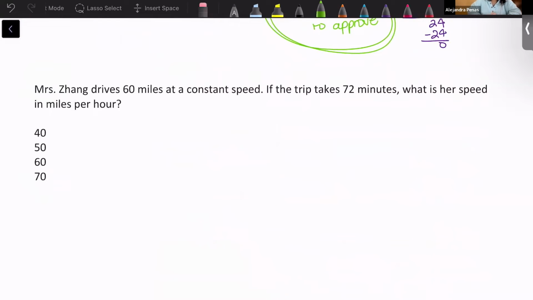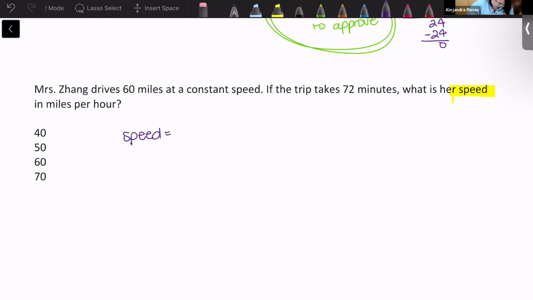All right, Mrs. Shang, I believe that's pronounced Shang. Mrs. Shang drives 60 miles at a constant speed. If the trip takes 72 minutes, what is her speed in miles per hour? So what are we calculating here? We're calculating speed. So let's work with the speed formula.